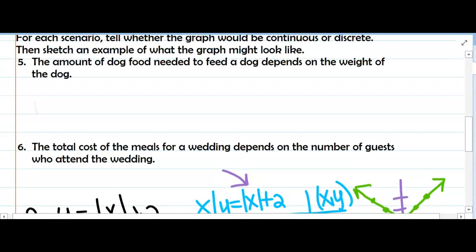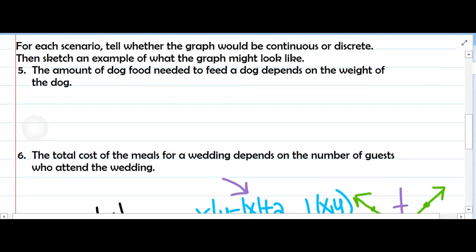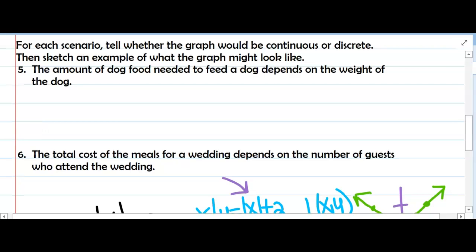Okay, now the last thing you're going to do is this idea of talking about continuous versus discrete. And you'll have a few of these to do on your homework. So for each scenario, we want to decide whether the graph would be continuous or discrete. And then we're going to sketch an example of what the graph might look like.